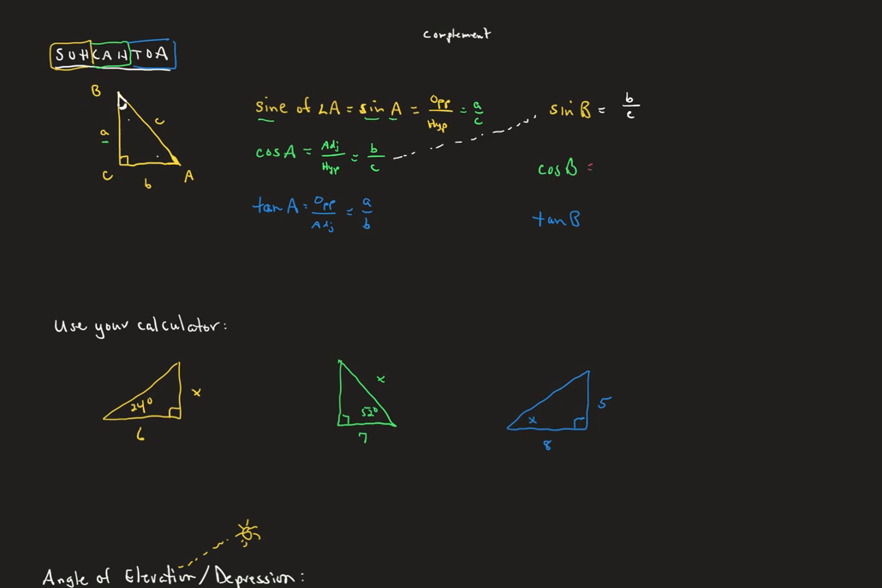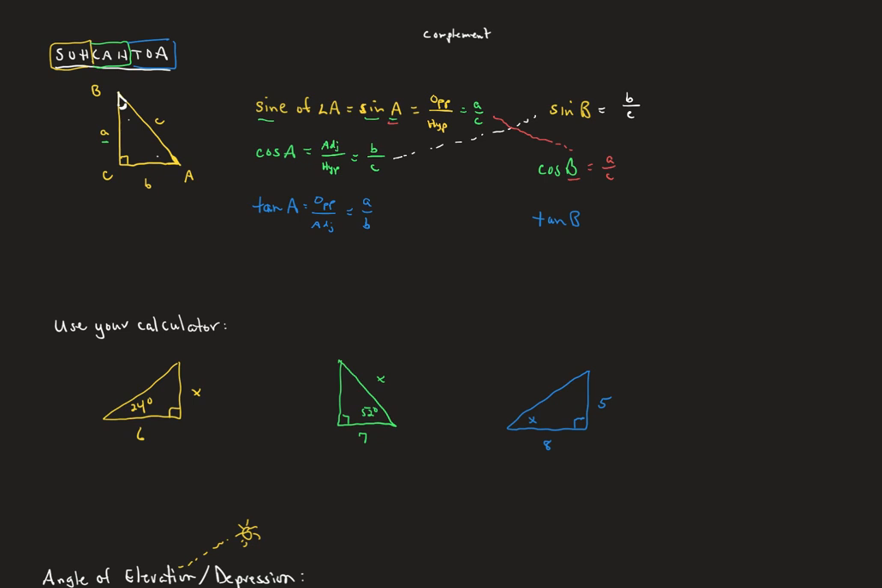So cosine of angle B is its adjacent over the hypotenuse, and the adjacent for angle B is A, and the hypotenuse is still C, and we can see that the cosine of angle B is the same as the sine of its complement. That's where the name sine and cosine come from. Those are called cofunctions, and so that's always true.